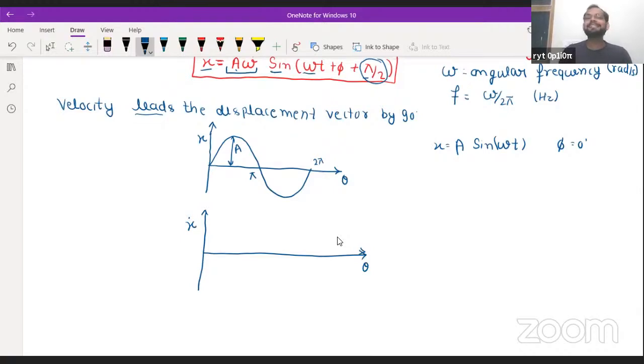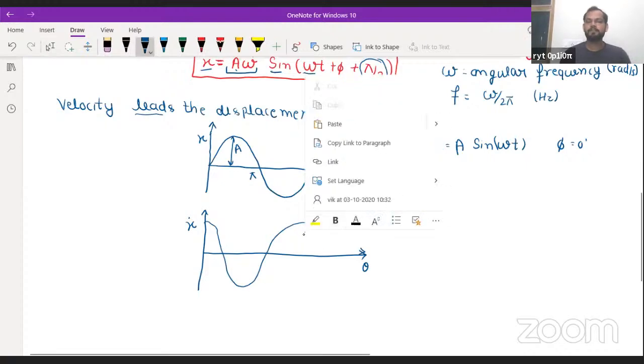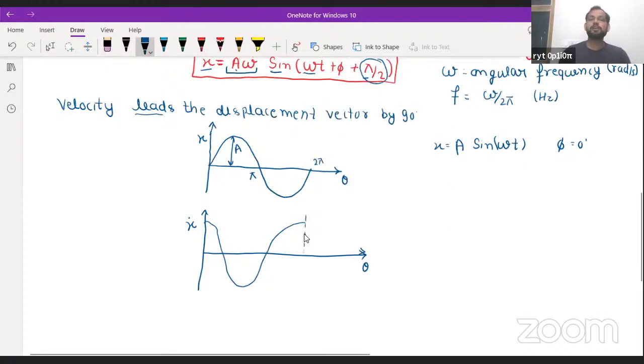When it leads the displacement by 90 degrees, we move this complete vibration displacement equation by 90 degrees in the backward direction. Then you will get a curve something like this. As you can see, this velocity is leading the displacement vector by 90 degrees. So this is the physical meaning of this equation.